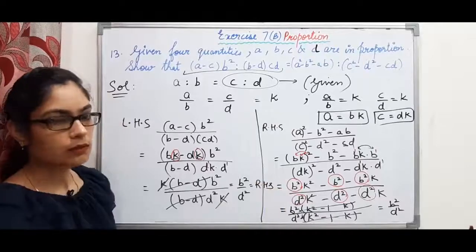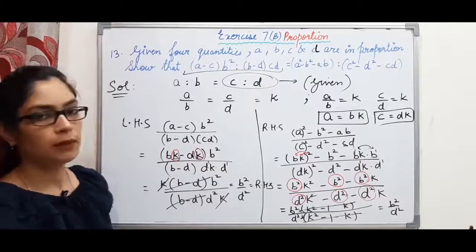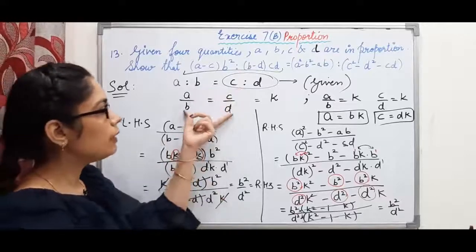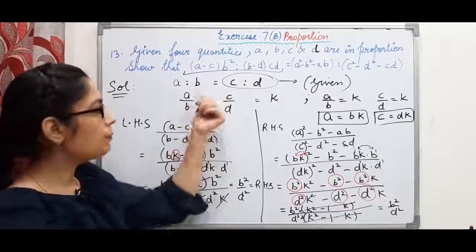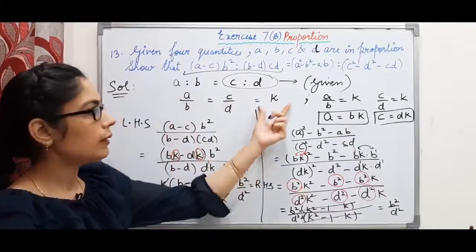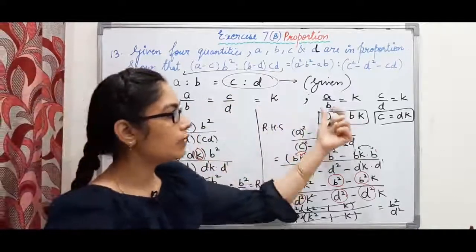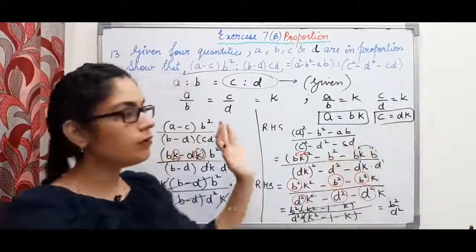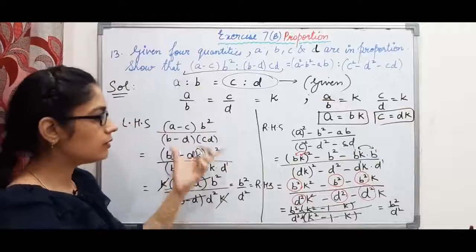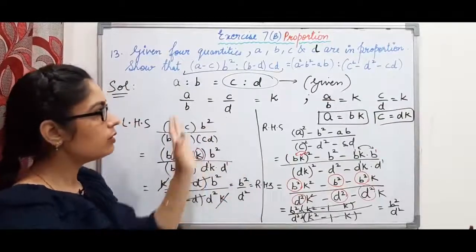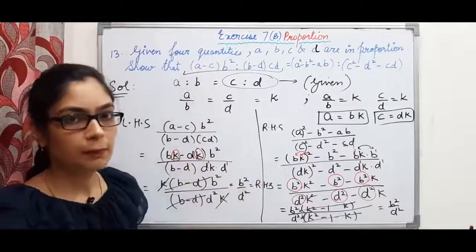So the first main step which you have to remember in this type of questions is that you can always use the value. You can write a by b equals to c by d and write them equals to k. Then find the value of a in terms of b and c in terms of d. Wherever a and c you can see, you can just substitute the values. In each question, whichever is of this type, you can solve by this method.